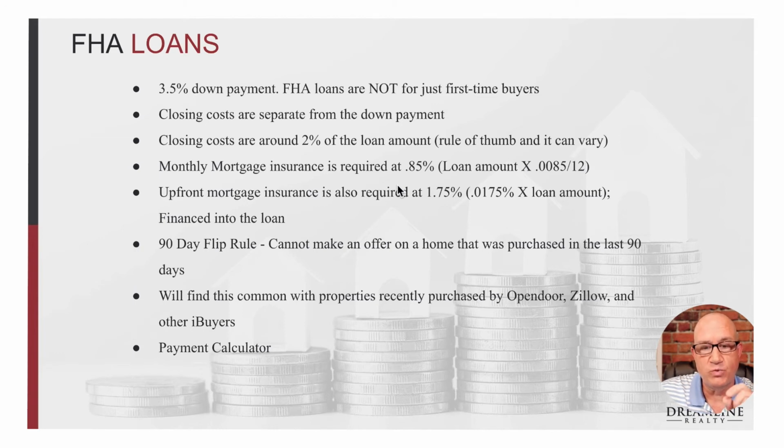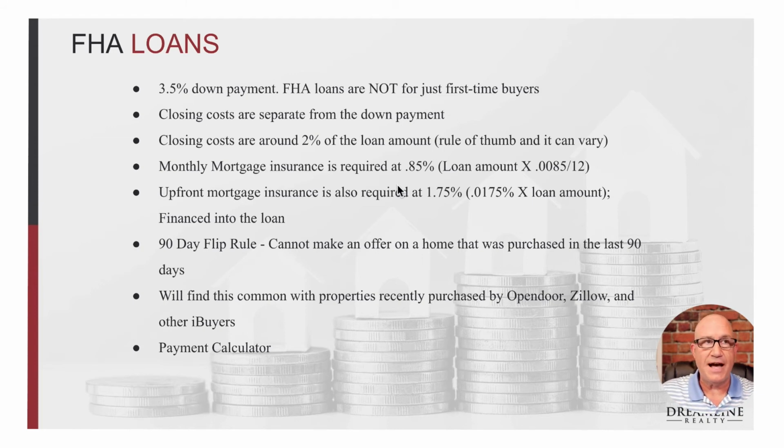Now, one thing that is really important, several years ago when the market crashed in 2008, in that time frame, FHA came out with what they call a 90-day flip rule. And that means that you cannot get an FHA loan on a property that has not been owned for 90 days by the current homeowner. And that is a way to protect the borrower from overpaying on an FHA loan.